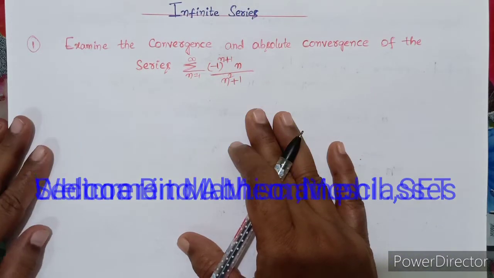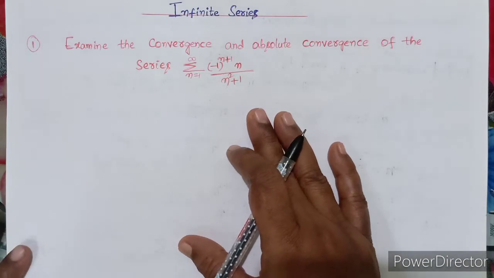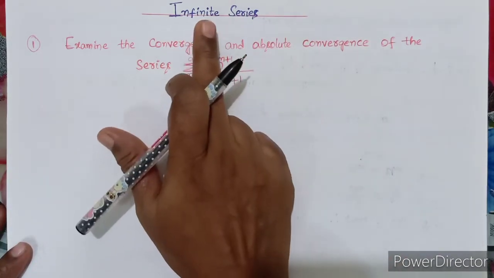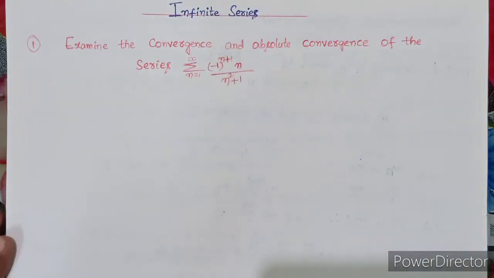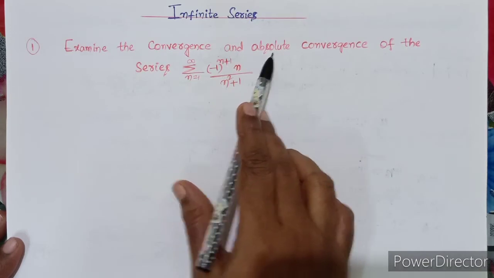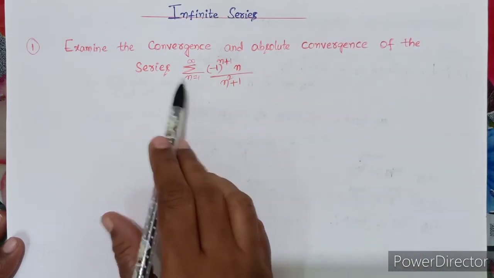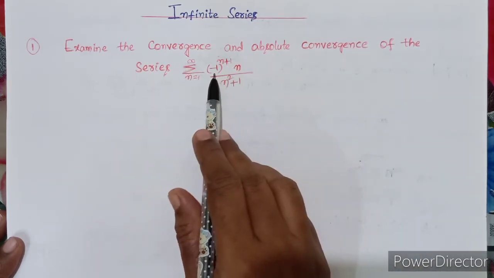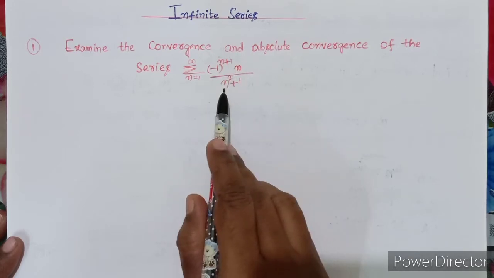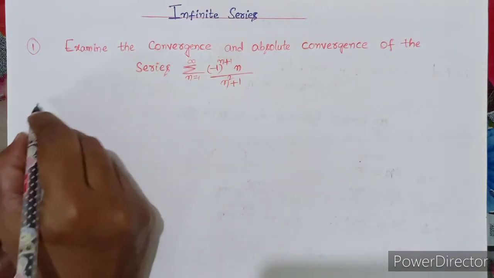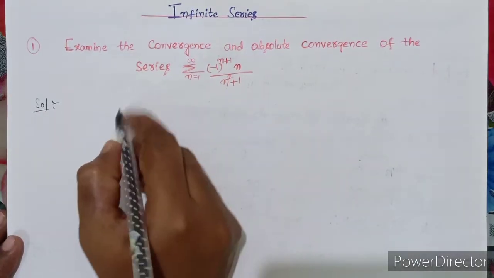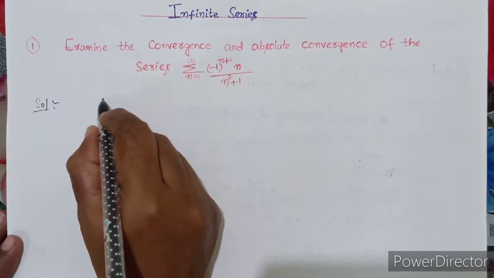Today we'll discuss some more problems on absolute convergence and conditional convergence of a series in the infinite series chapter. First we examine the convergence and absolute convergence of the series sigma n equals 1 to infinity, minus 1 whole power n plus 1, into n by n square plus 1. Obviously this is an alternating series. Take this alternating series given.